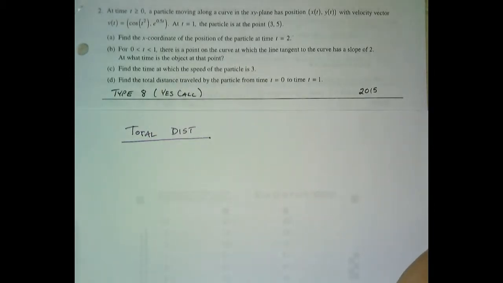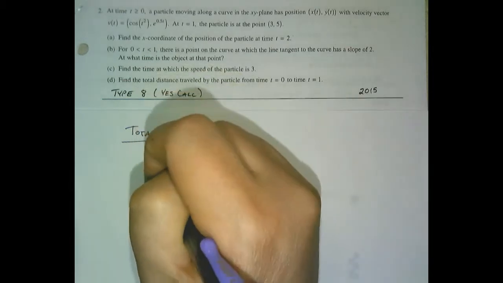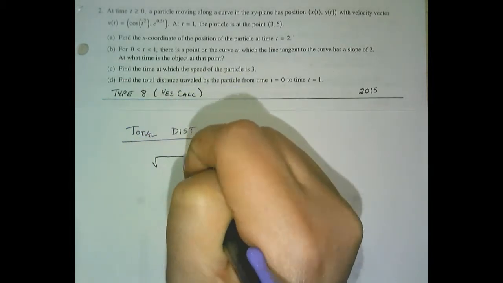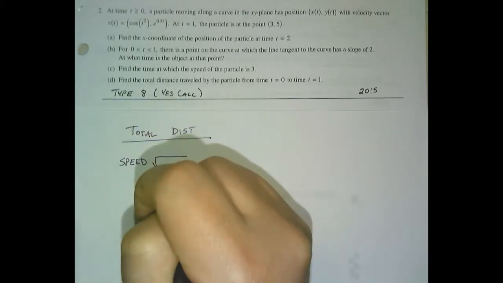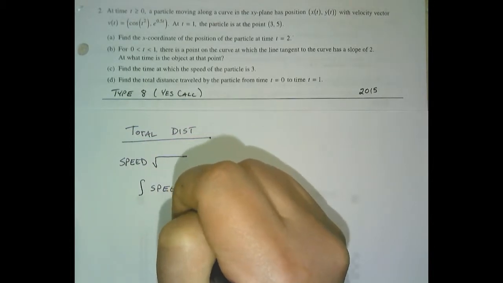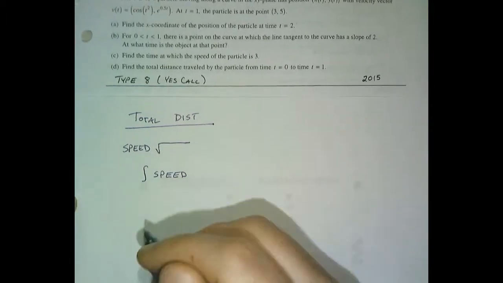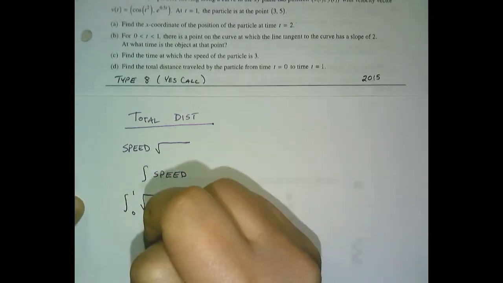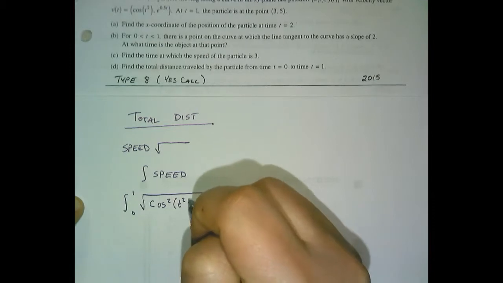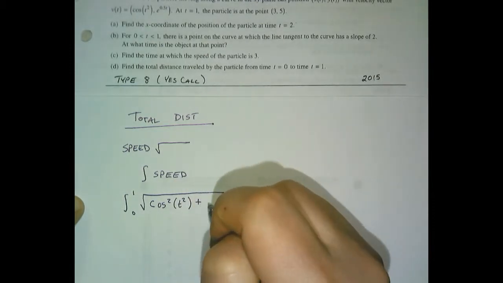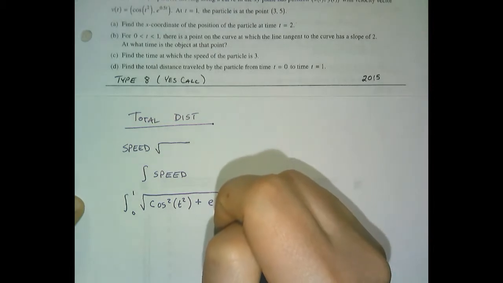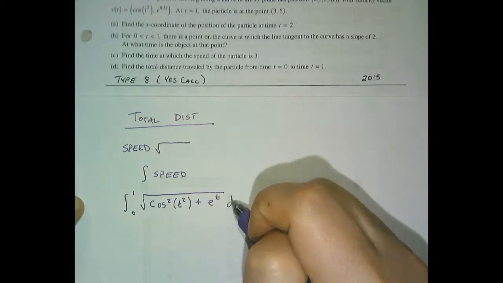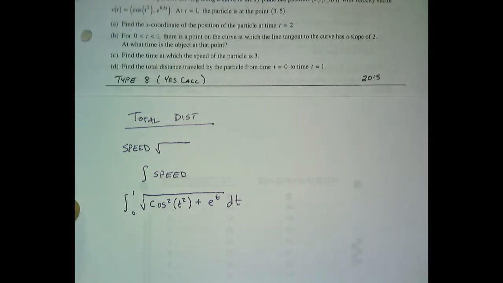In function mode, total distance is the integral of the absolute value of velocity, which is basically the magnitude of the velocity vector. In parametric mode, the magnitude of the velocity vector is that square root thing that we called speed. So if we integrate speed, we are going to get total distance. So in this problem, we are integrating from time 0 to time 1 our speed expression, because our speed expression is the magnitude of the velocity vector. And e to the half t squared is the same as e to the t. This gives us total distance traveled.